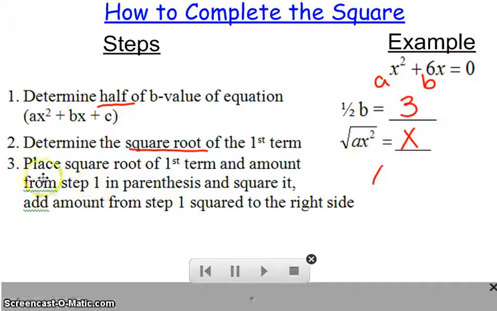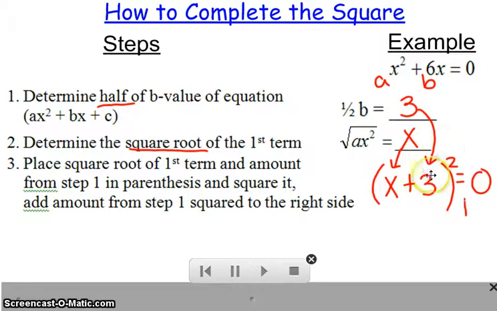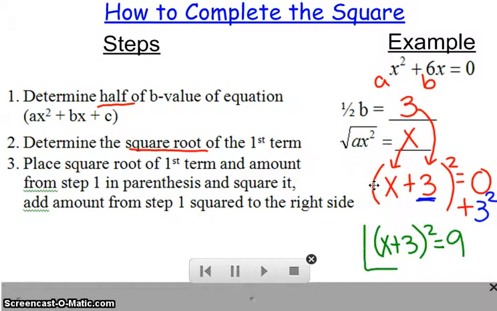Now the third thing we need to do is place the square root of the first term and the amount from step 1 in parentheses and square it. As you can see, the square root goes in front, then behind it goes half of the b with the sign it had, and it gets squared. Then we need to add the amount from step 1 squared to the right-hand side. So we had 3 squared, and we need to add it onto the 0, and when we do, we should end up with 9. When we rewrite, it should be x plus 3 squared equals 9.